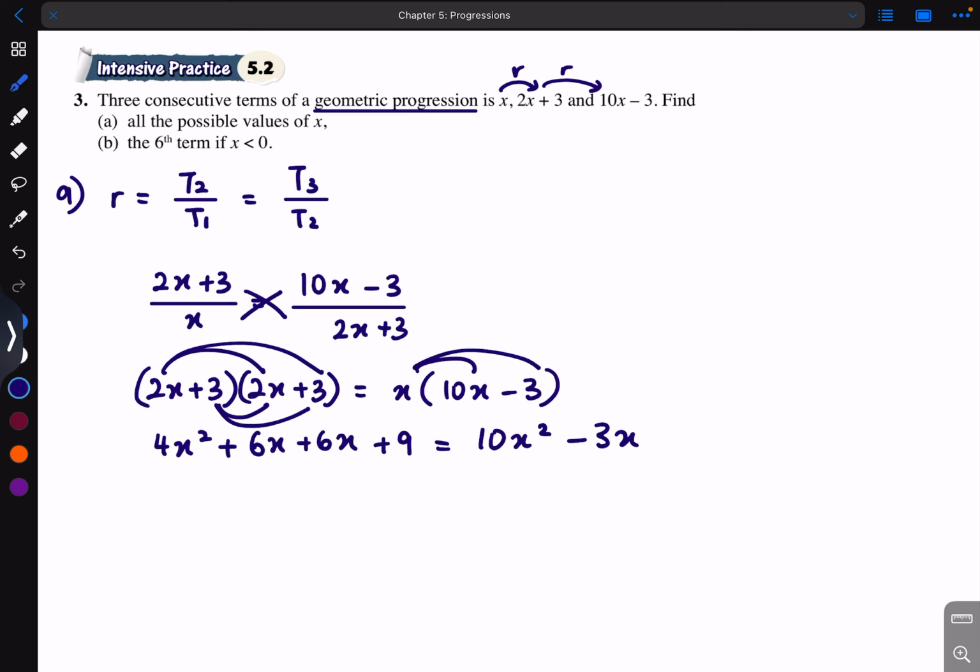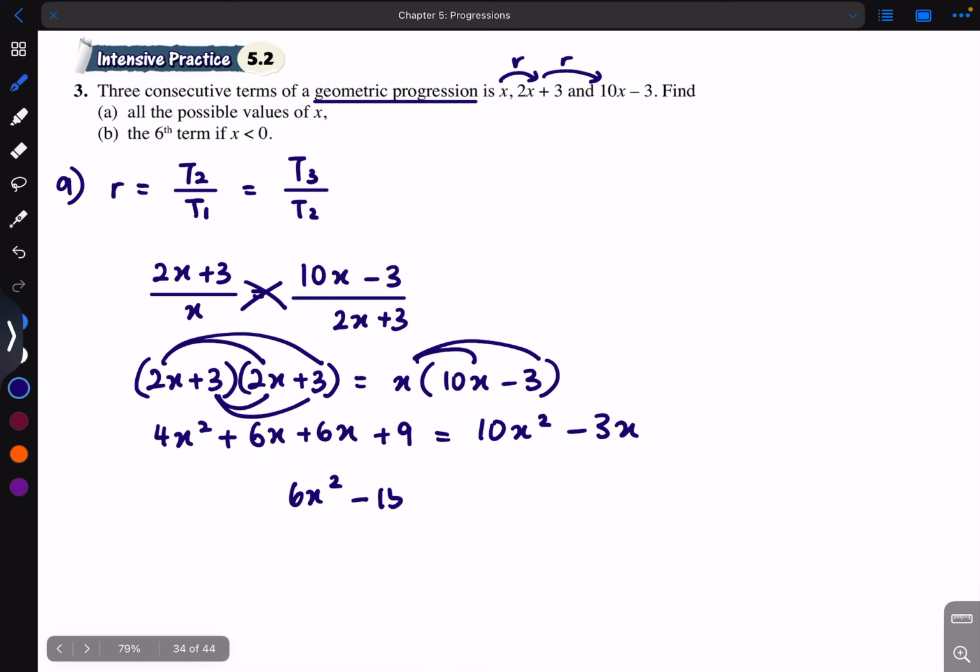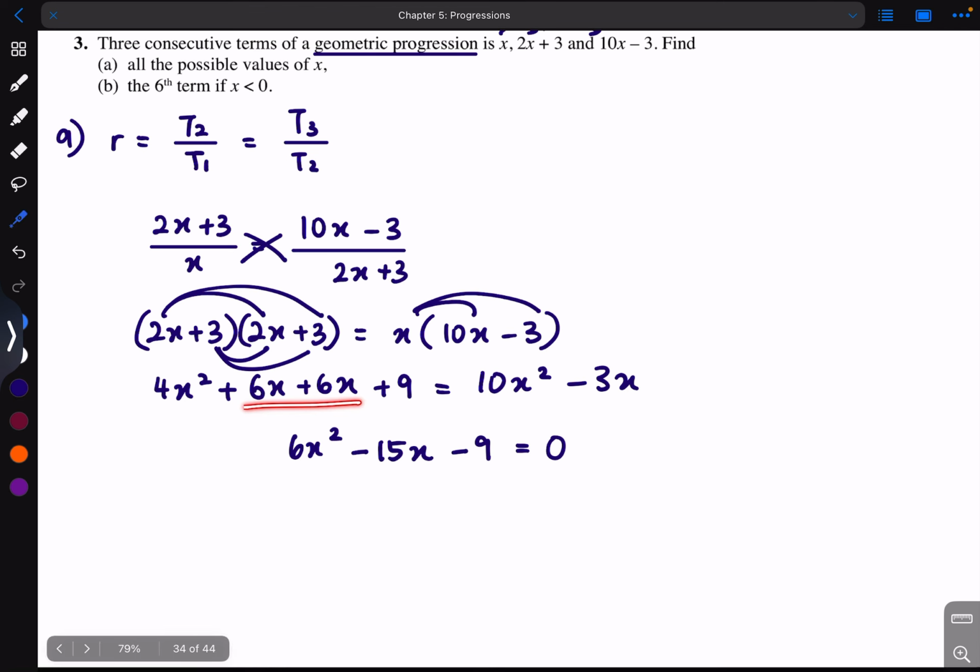Okay, so now all of this we try to bring it over this side. So we get 4x square, we bring it over here, it'll become 10x square minus 4x square. 12x, we bring it here, becomes minus 12x. And then positive 9 we bring here becomes negative 9. Okay, so I just simplified this, then I bring here, so negative 3x minus 12x becomes negative 15x.